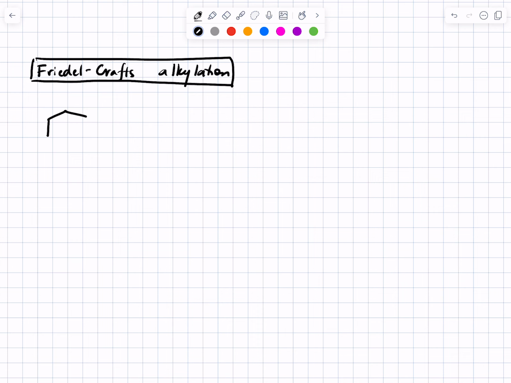As before, the theme is going to be we want to attach an alkyl group to a benzene ring in place of a hydrogen atom. So same sort of substitution chemistry. The problem is that your typical alkyl halide as an electrophile is not good enough to make this process happen.